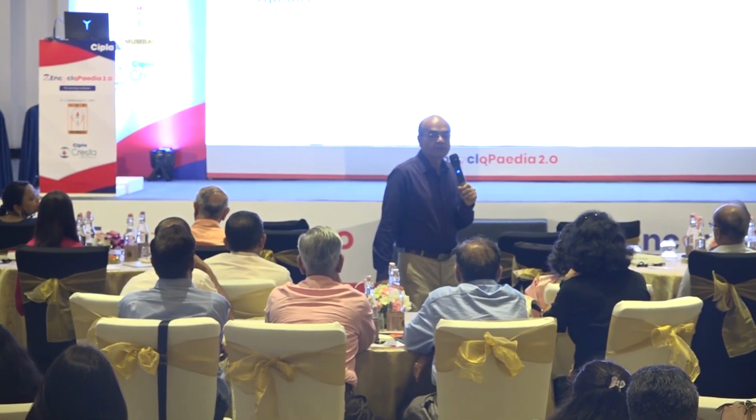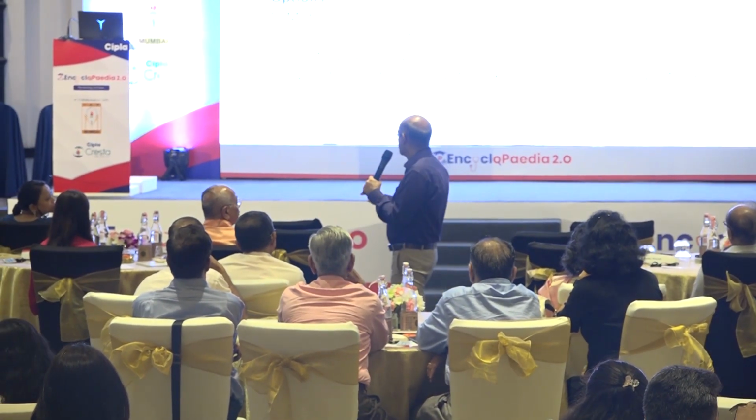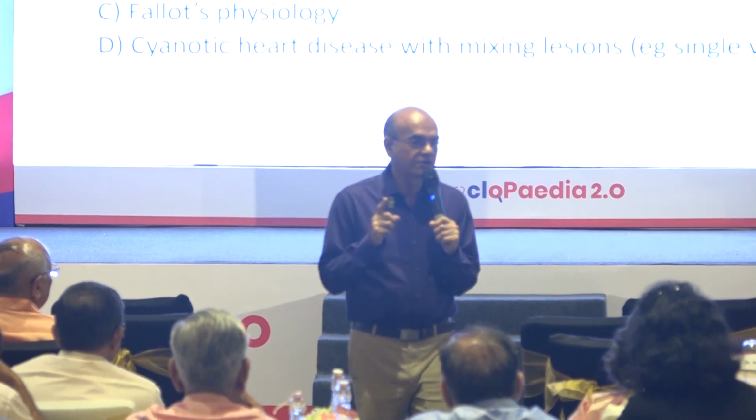So cyanotic heart disease, how do we divide them? Mixing lesions have decreased pulmonary blood flow or increased pulmonary blood flow? Increased, whereas Fallot's is decreased. So what other finding will you get on observation?